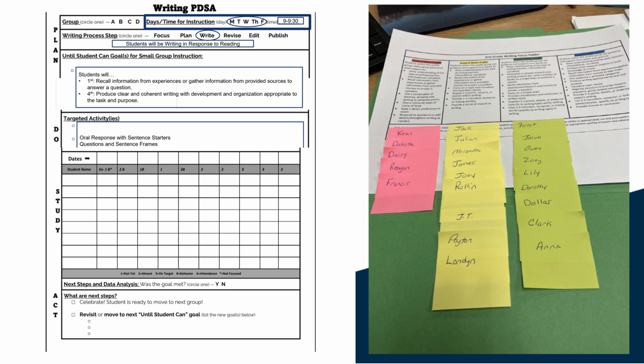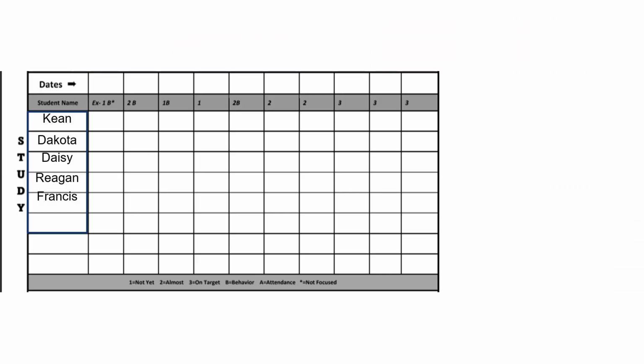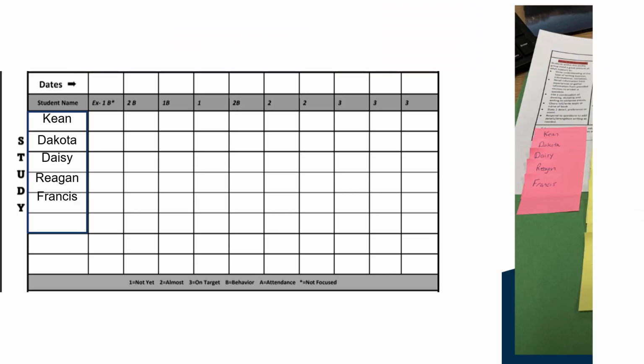This will help you to decide if the targeted activities are effective or if you need to choose different targeted activities to support student learning. As an example, let's say that I wanted to monitor students in Group A during the writing in response to reading targeted activities to make sure I was providing enough support and whole group instruction for these students to be successful. First, I'd write the students' names down in Group A on the study area of the PDSA.